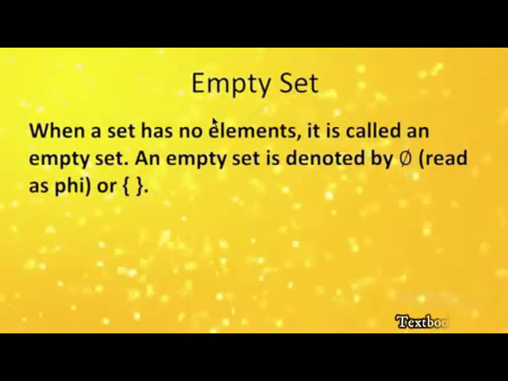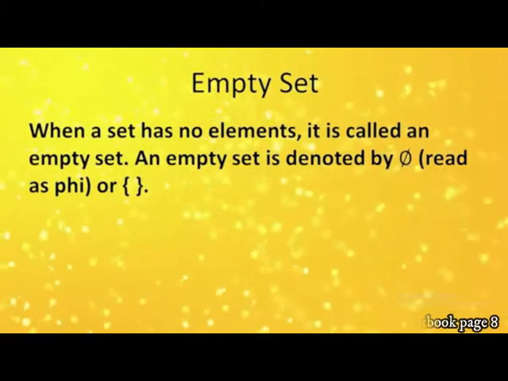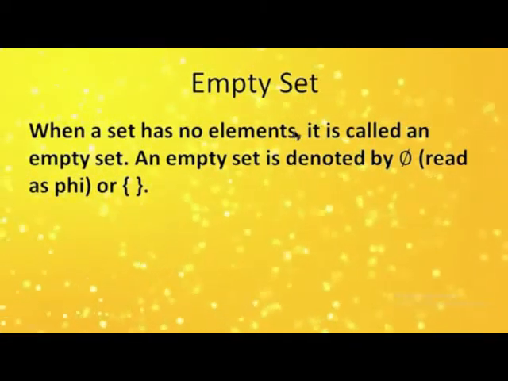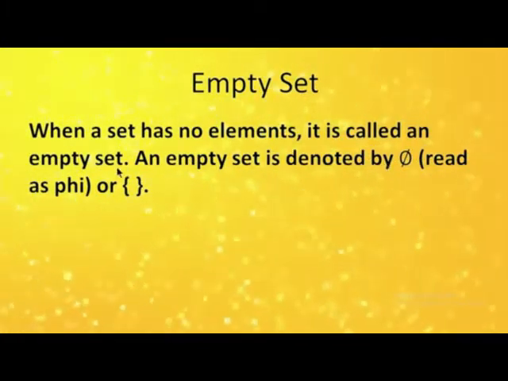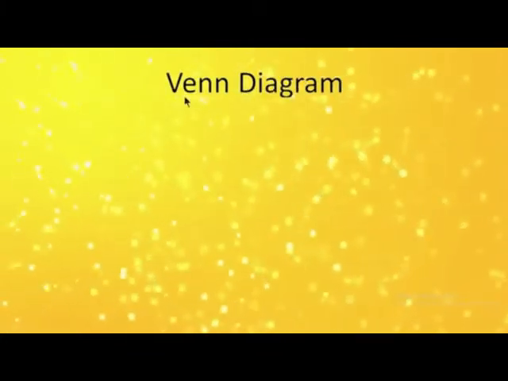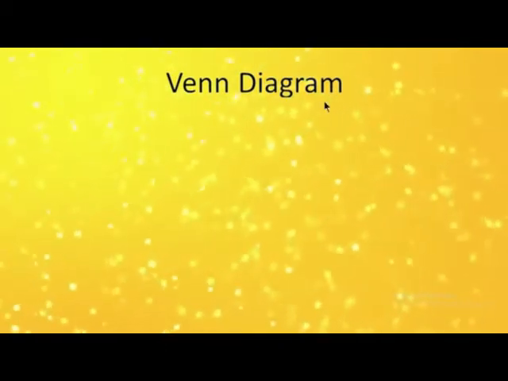Next, empty set. When a set has no elements, it is called an empty set. An empty set is denoted like this one. This is read as phi or empty bracket. We can represent two sets as a Venn diagram. There are three possibilities if we represent two sets in a Venn diagram.